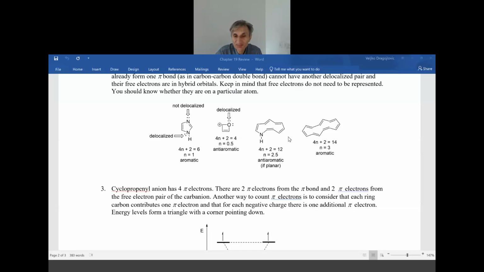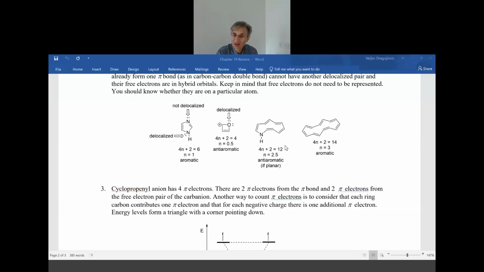Okay, so next one. Again, we need to count p and pi electrons. And so let's look at pi. We have 1, 2, 3, 4, 5. 5 pi bonds, that's 10 pi electrons. And on nitrogen, there is nothing shown. But we don't have to show you free electron pairs. You should know at this time.